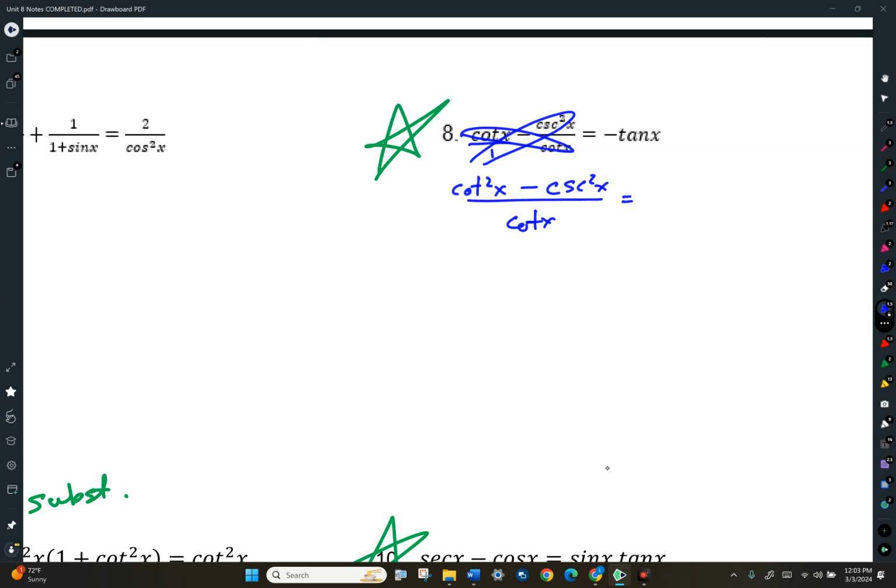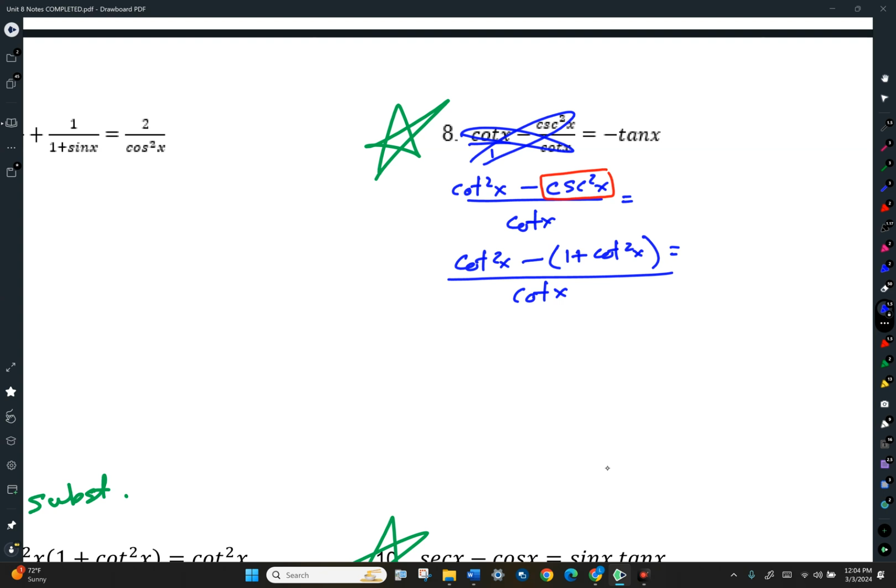So here's what I'm going to do. I'm going to leave that first cotangent squared alone. I'm going to bring down the minus. And now I'm going to change cosecant squared using identity number 8. I'm going to change cosecant squared into 1 plus cotangent squared. Notice I put it in parentheses because I'm putting an entire sum or addition problem in place of a single term, and that minus has to go to that whole thing. Now this is still all over cotangent.